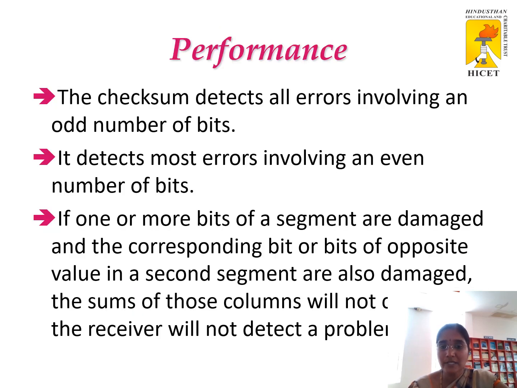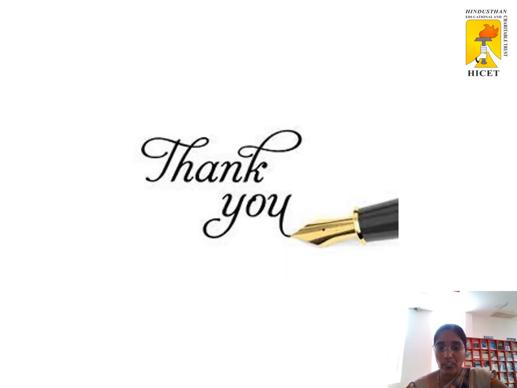Checksum detects all the errors involving odd numbers of bits. It detects most errors involving even numbers of bits also. If one or more bits of a segment are damaged, and corresponding bits of opposite values in a second segment are also damaged, the problem and the affected bit can be clearly identified with the help of checksum. So here are the different forms of error reduction methods, and they can help make data transmission secure.